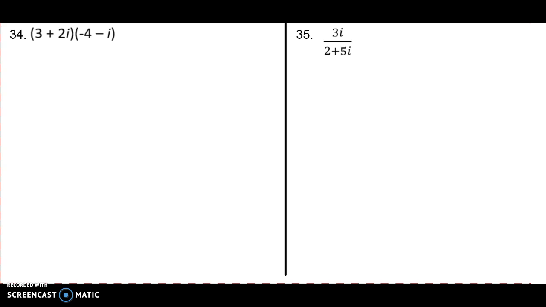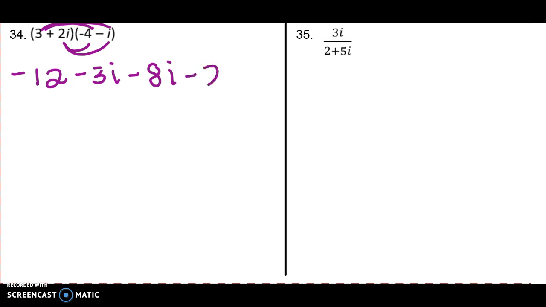All right, on number 34, we're going to be multiplying the binomials together, so we're going to need to distribute. We're going to distribute the 3 first to both terms. 3 times negative 4 is negative 12. 3 times negative i is negative 3i. Then we're going to multiply the 2i to both terms. 2i times negative 4i is negative 8i squared. And 2i times negative i is negative 2i squared.